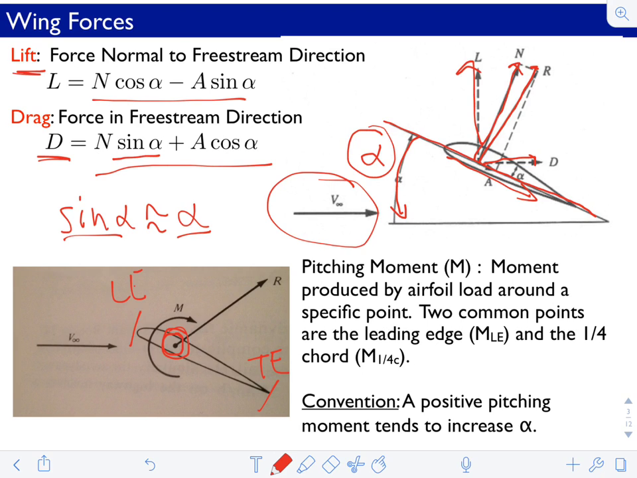And typically speaking, the center of pressure is somewhere near there. When we looked at the pressure distribution a few lectures ago, we saw why that is. It doesn't have to be exactly there, but it's somewhere near there. So that's a common point for moments. Sometimes you see moments about the leading edge, but typically about the quarter chord.